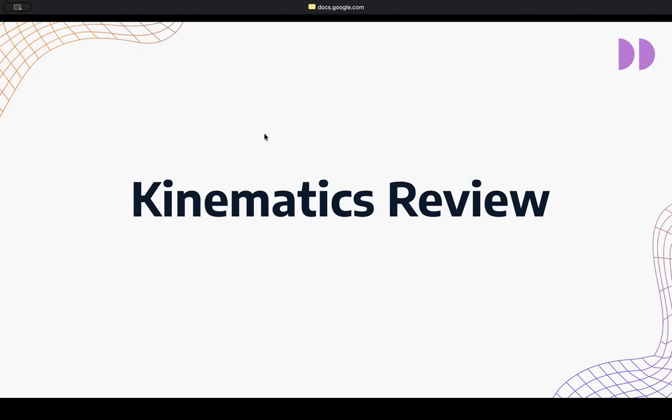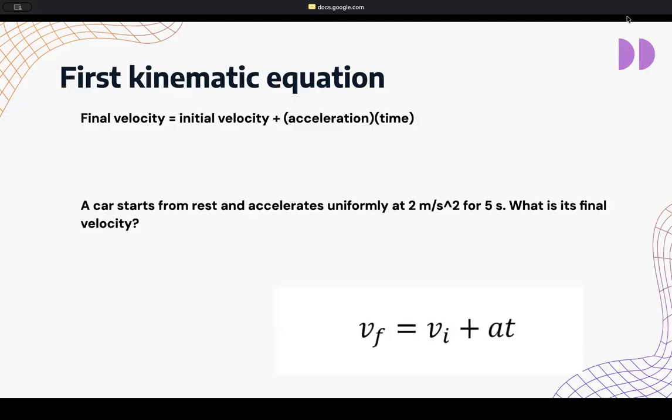Okay, so this is the kinematics review. This is the first kinematic equation: final velocity equals initial velocity plus acceleration times time. We've already gone over this, it's kind of self-explanatory. Acceleration is change in velocity over time, and if you multiply by time, it gives you the change in velocity. So if you add the change in velocity to the initial velocity, it equals the final velocity. If you can imagine that, that's how it works.